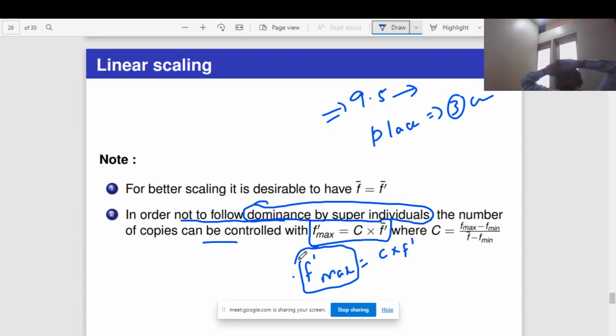So could someone say what is meant by not following dominance by superior individuals? Yes. What is meant by not following dominance by superior individuals? What does this f dash max say? Should I repeat again? Yes.